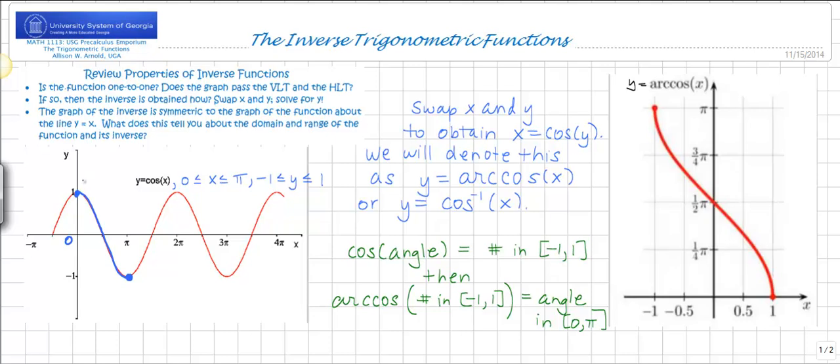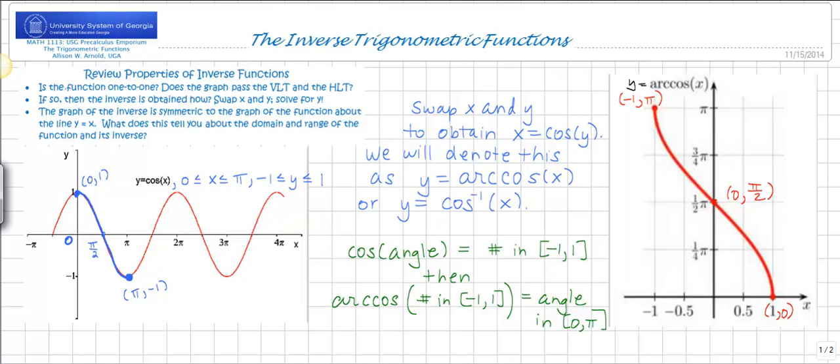So we had points on the original graph like (0, 1), which becomes (1, 0) on the graph of the inverse. We had (pi over 2, 0), which becomes (0, pi over 2). We had (pi, -1), which becomes (-1, pi).